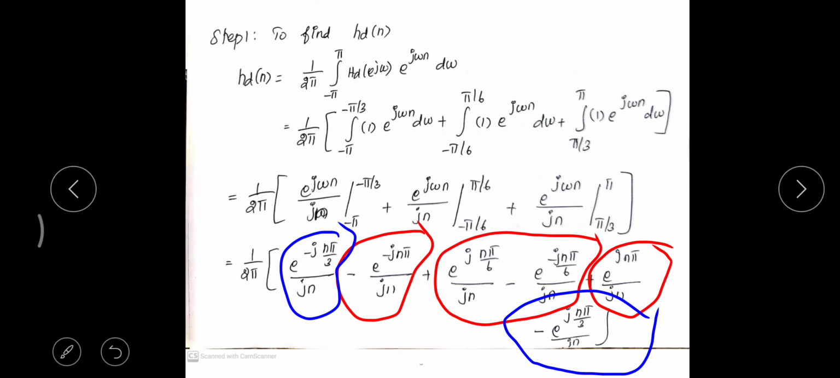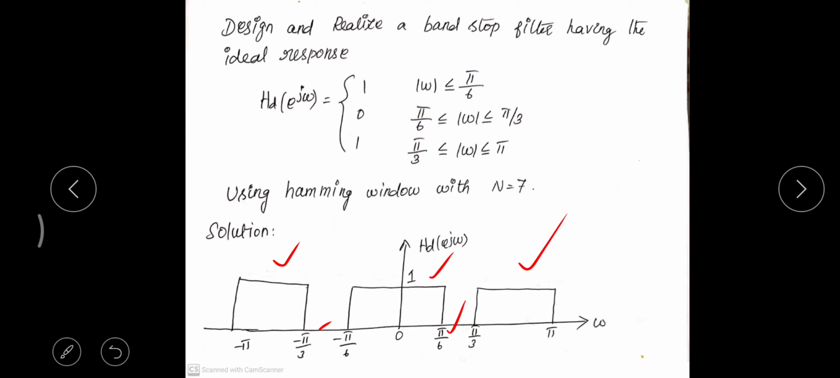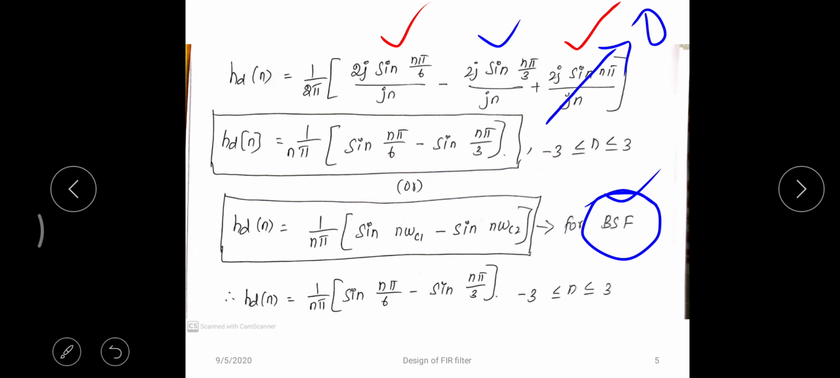Now, go back to our design and find the values of omega c1 and omega c2. Omega c1 is pi by 6, omega c2 is pi by 3. Take these values and come back to the standard format. Substituting omega c1 equal to pi by 6 and omega c2 equal to pi by 3, hd of n is equal to 1 by n pi, sin n pi by 6 minus sin n pi by 3. The range for n is once again the same, minus 3 to plus 3.